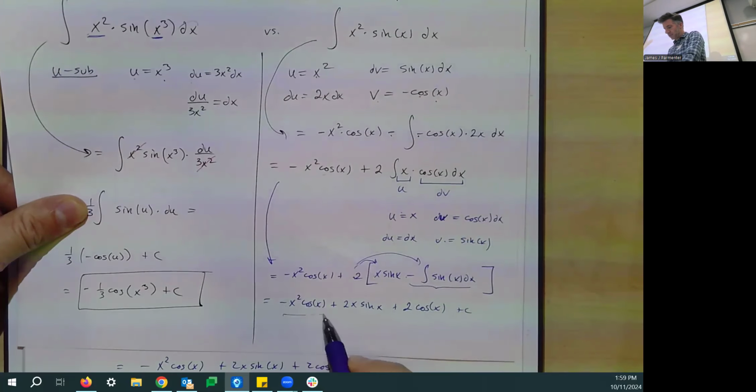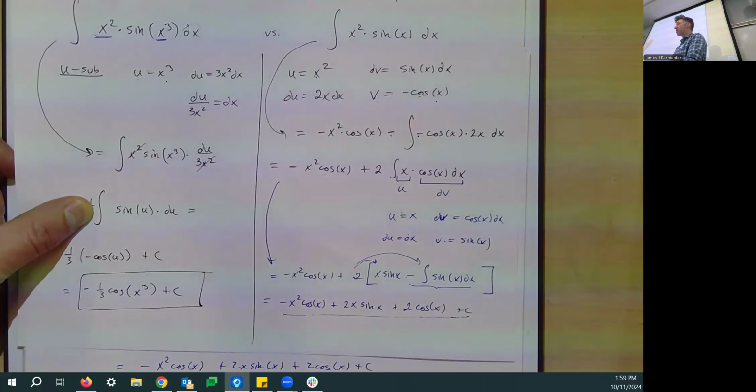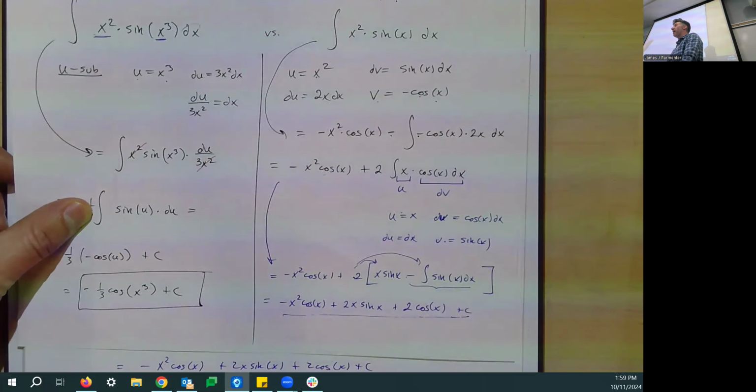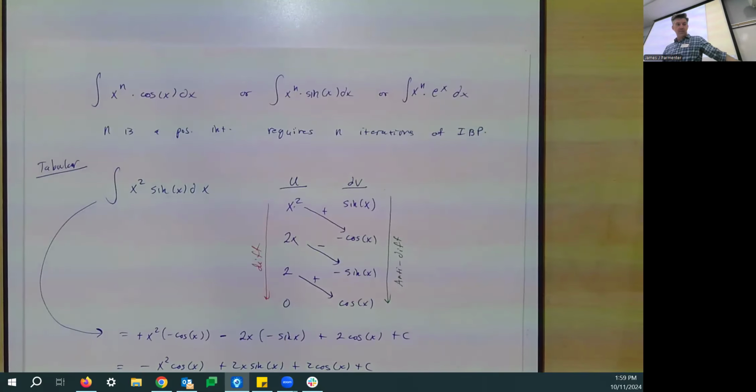Right there. Same deal. So if you're faced with something like x cubed e to the x, instead of doing the trash integration by parts 3 times, you can do this tabular integration instead.